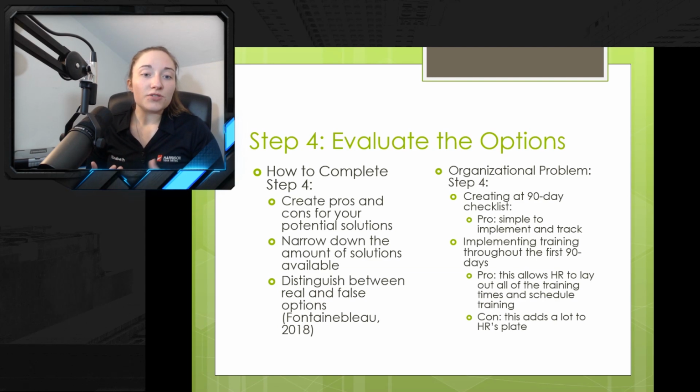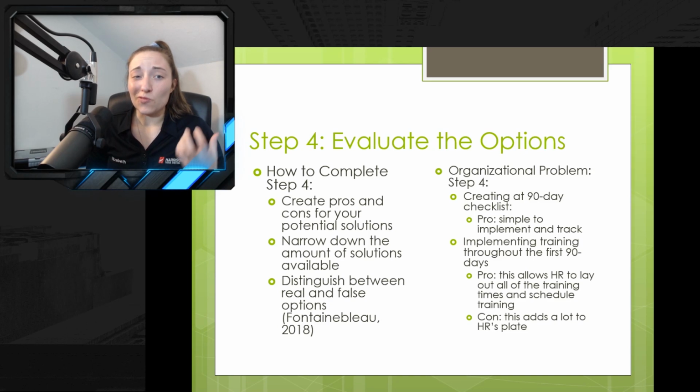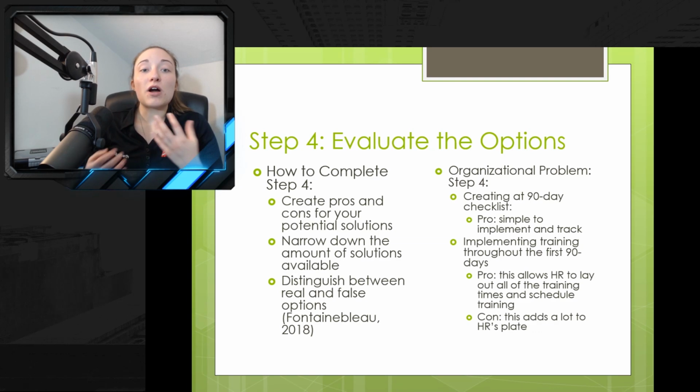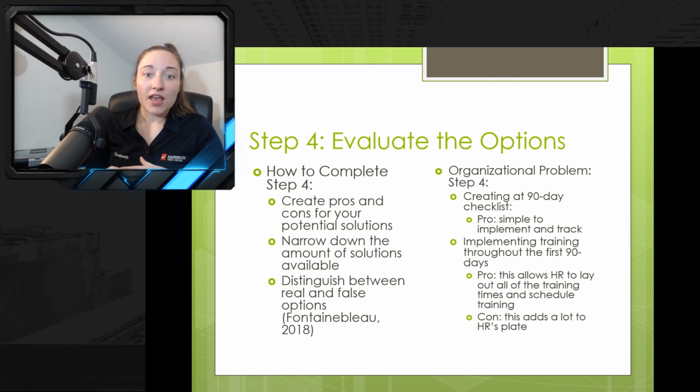And then the other thing you need to do is distinguish between real and false options. Fontenay-Blue also lists this as a really important aspect of problem solving within the workplace, because you need to understand, even if the solution may look great on paper, if it's not a real, practical, applicable solution, it's not the solution you need to pursue.